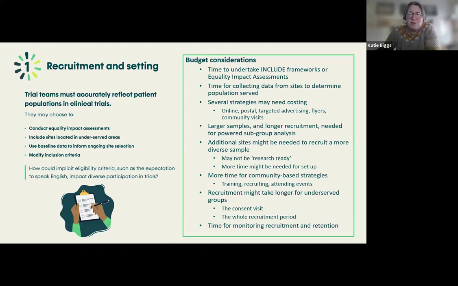Expand site selection to include sites in underserved areas of the UK. Quite a lot of the time we end up going to research ready sites, ones that are easy and quick to set up, that have a reputation for recruiting well, but then it's very much the same old, the same sort of populations being recruited. So it's thinking about the fact that this may add to setup time and might need more training. We suggest people observe baseline data from their sites to inform site selection. So going to the sites where the population exists.